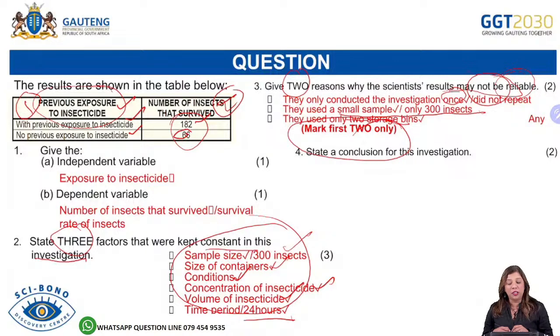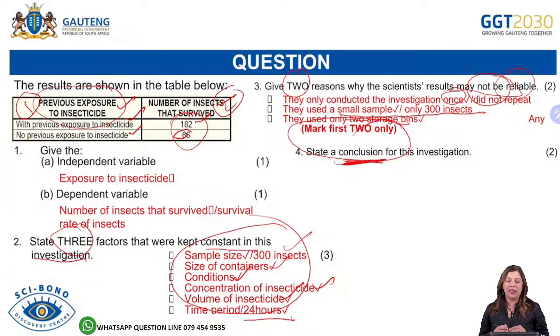State the conclusion for this investigation. So remember when I said you need to know the components of a scientific investigation. Most of the time, not all, when they give you a scientific investigation, they'll give you an aim, and your conclusion is going to be related to the aim. But in this case, they didn't. They gave you the hypothesis. So your conclusion is going to be based on the hypothesis. So you see there's tricks to remembering this.